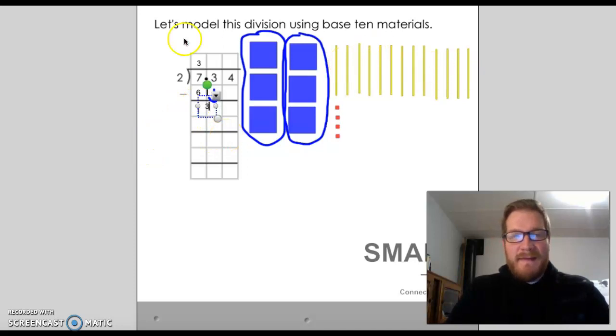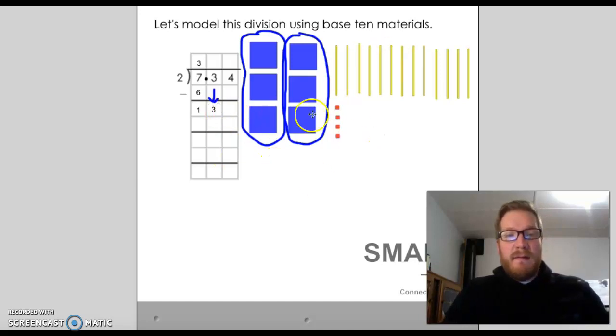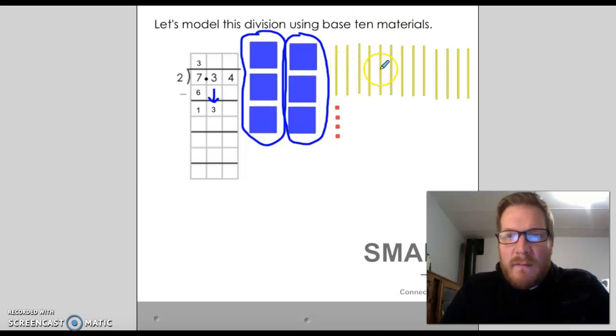Notice I have 13 sticks over here. I wish this filled in a bit better. Now I've got to see how big the groups are when I divide into 2. If I take 13 and divide it into 2, what I end up with is 1, 2, 3, 4, 5, 6. Yellow is a little bit hard to see. Sorry about that.